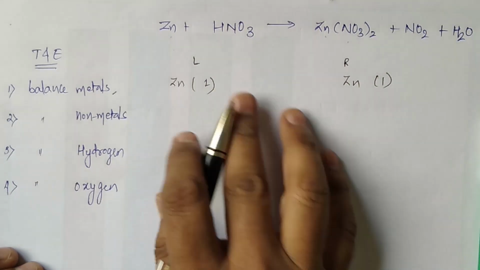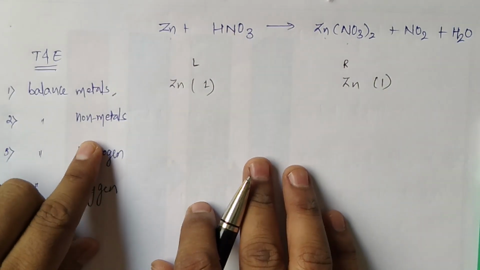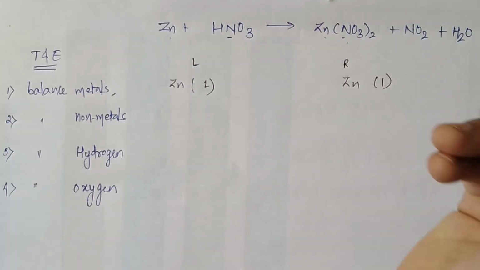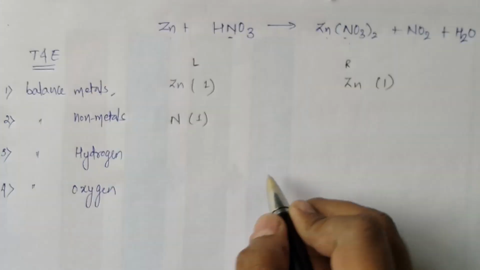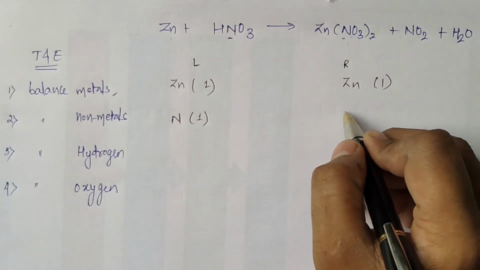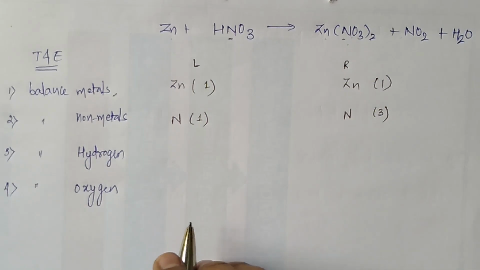Okay, so zinc is balanced, no need to change. Now let's go for the next non-metals. If you see non-metals, nitrogen and nitrogen. On the left hand side we are having only 1, but on the right hand side there is 2 plus 1, 3. So nitrogen, I am having 3 on the right hand side.